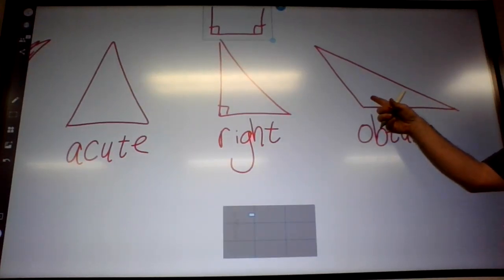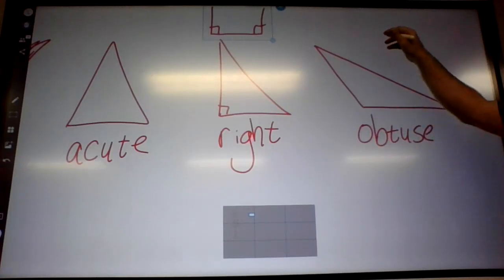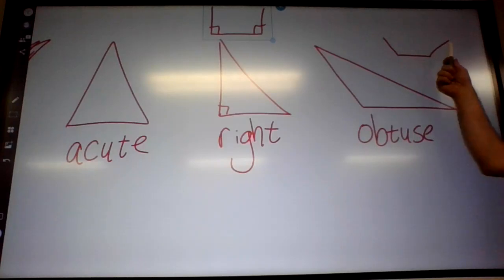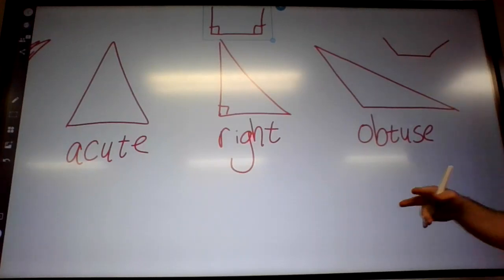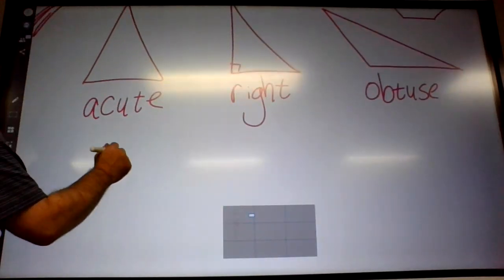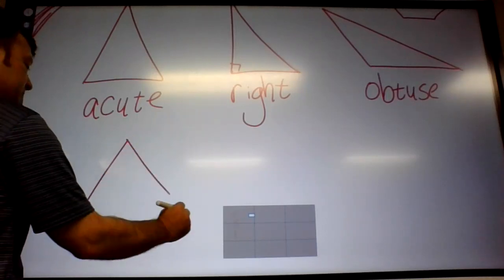Then it is an obtuse triangle. Is it possible to have two obtuse angles in your triangle? No. Two angles bigger than 90? No, that would not make a triangle. Okay, so that's based on the angles. You can also name triangles based on the sides.